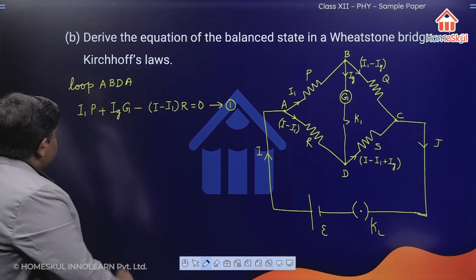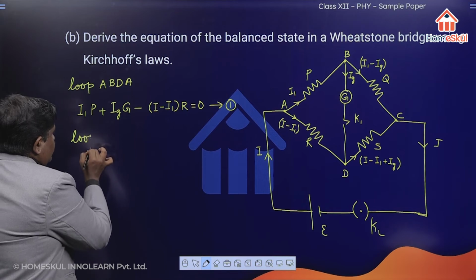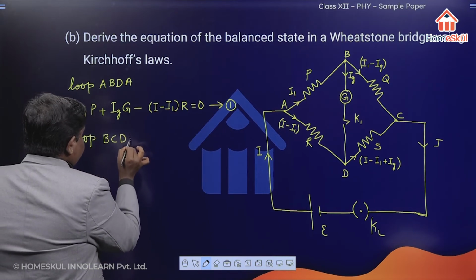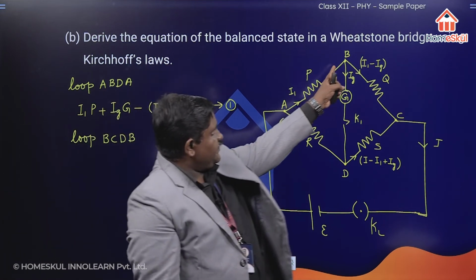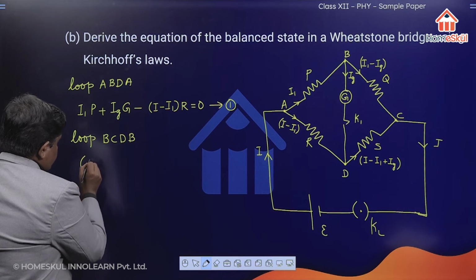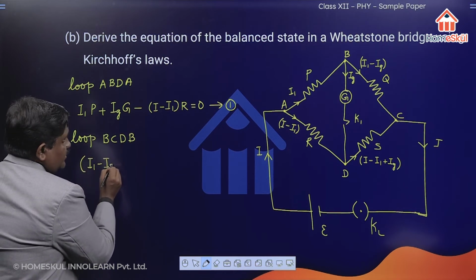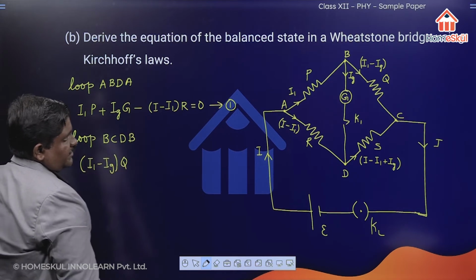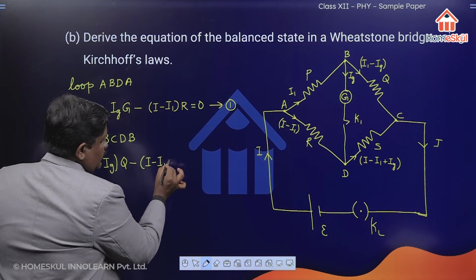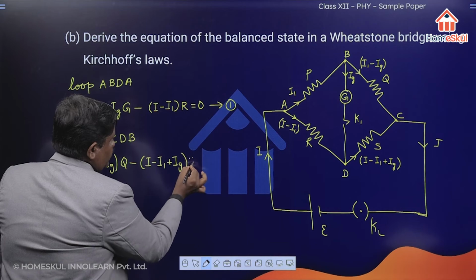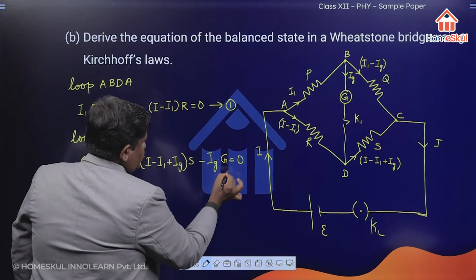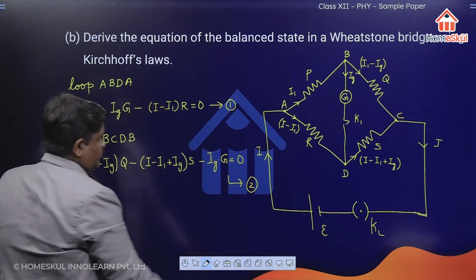Now consider another loop, loop B, C, D, B. For that loop we have to write I1 minus Ig into Q, then minus I minus I1 plus Ig into S, minus Ig into G equal to 0. This is our equation 2.